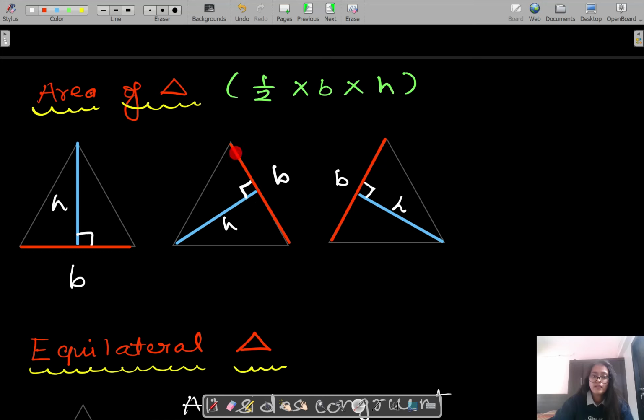So if this side is the base, then the height will become the perpendicular drawn from the opposite vertex. Now here, if you see this side is the base, then the height will become this side. So height will change as per the base. You should just know that height is just the perpendicular dropped. It's the altitude drawn from the opposite vertex. Whatever side you're considering as your base, your height will be the altitude to that base. Now, if you find out the area of all these three triangles, you will get the same area.